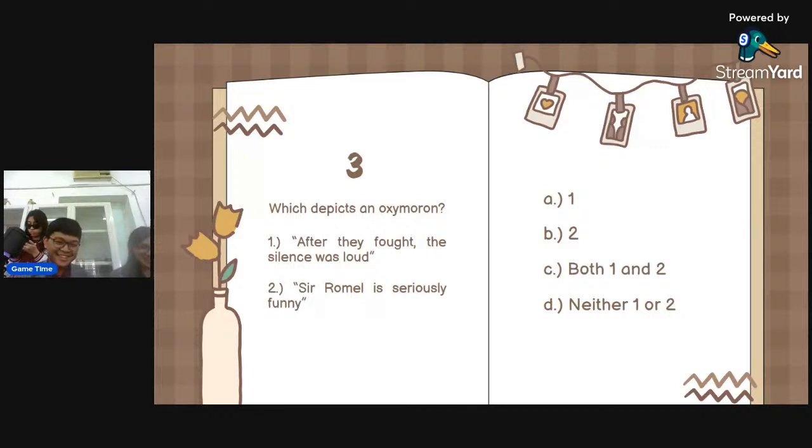Okay, all right. The correct answer is C, both 1 and 2. Explain why. Okay, let's go.